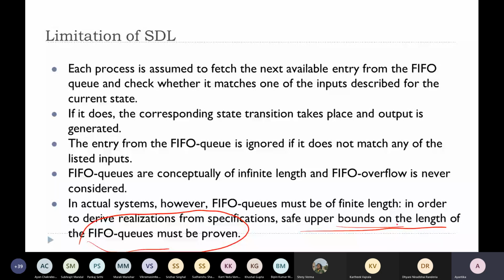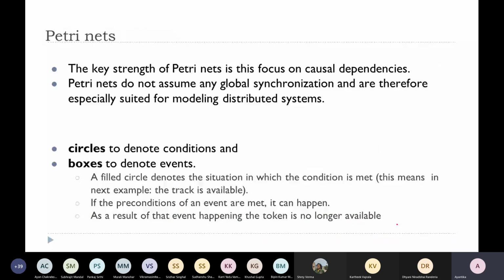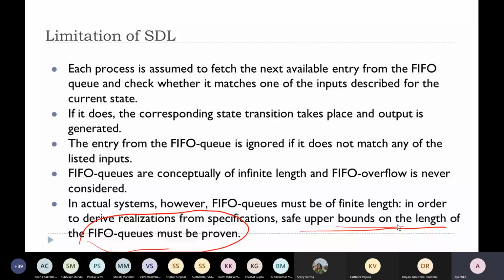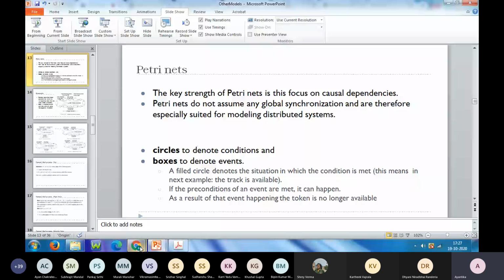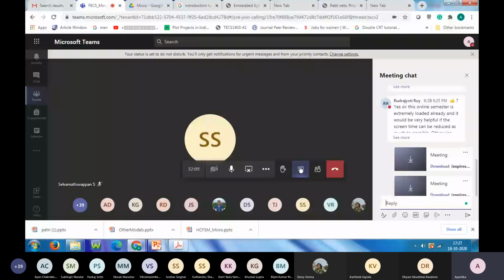Next, we will go to Petri nets. Is there any question up to this part? Any question? Let me see.